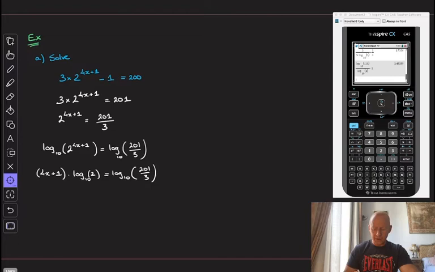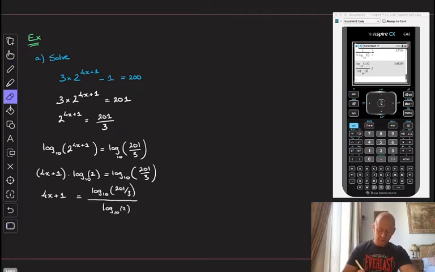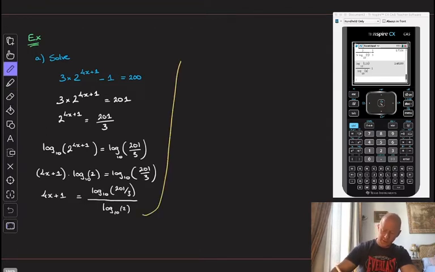Now we need to get rid of this log base 10 of 2 on the left-hand side, and for that we divide both sides by log base 10 of 2. And that looks like this. It turns into 4x plus 1 equals log base 10 of 201 over 3 over log base 10 of 2, right? Now I'll carry on with the working at the top here. So I'll just indicate that I'm moving to the top of the page like so with a little arrow.